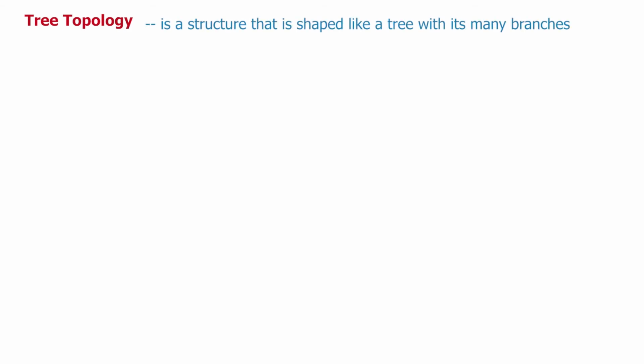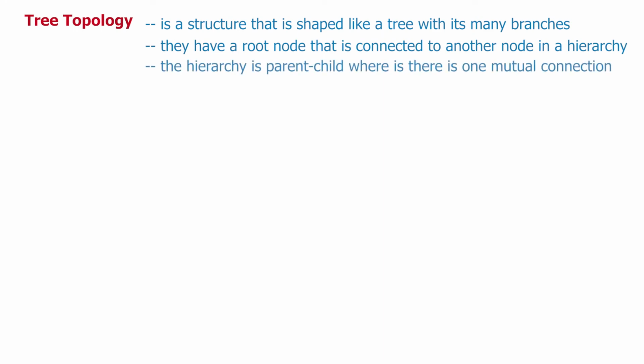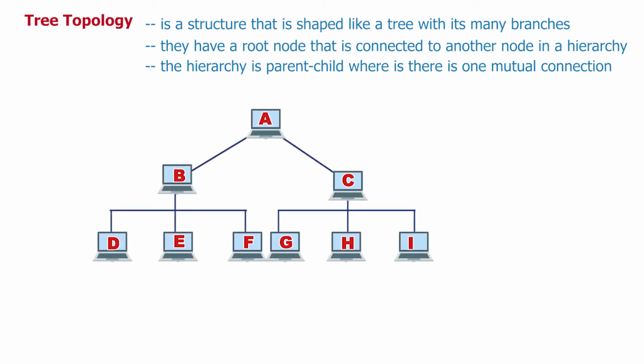The next topology type to talk about is tree topology. As the name suggests, a tree topology network is a structure that is shaped like a tree with its many branches. Tree topologies have a root node that is connected to another node in a hierarchy. The hierarchy is parent-child where there is only one mutual connection between two connected nodes. For example, when we have a host here, we can connect other hosts like these to form a tree topology. In this case, this becomes the parent node through which other nodes are connected in a hierarchical manner.